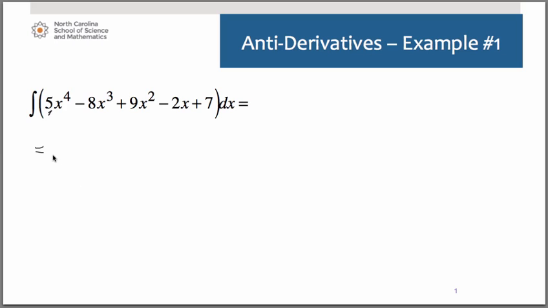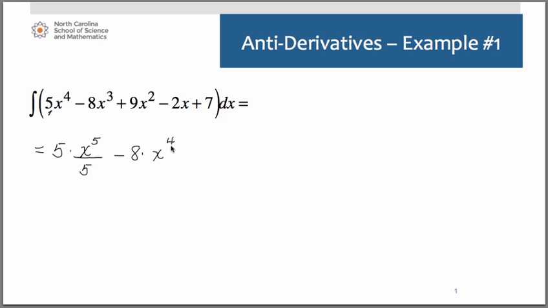We can bring the 5 out in front for the first term. Now we're doing the antiderivative of x to the 4th. So we need to add 1 to the exponent, and then we divide by that new exponent. Now we move to the second term. We'll keep the 8 as the coefficient.